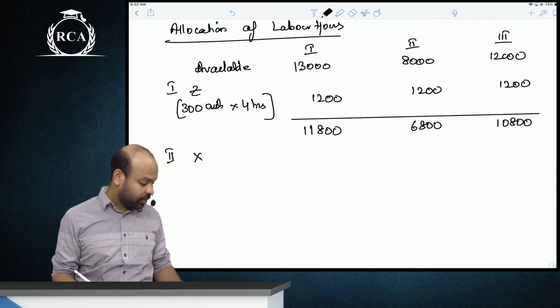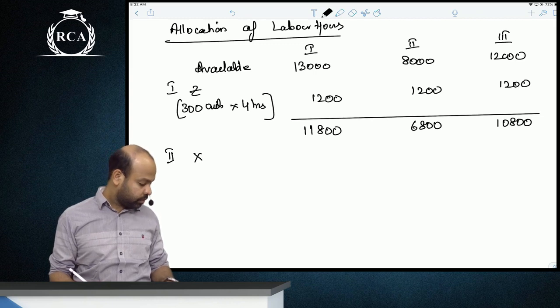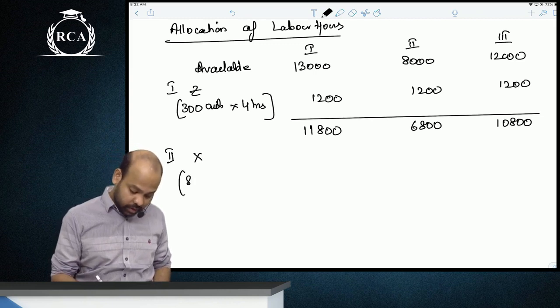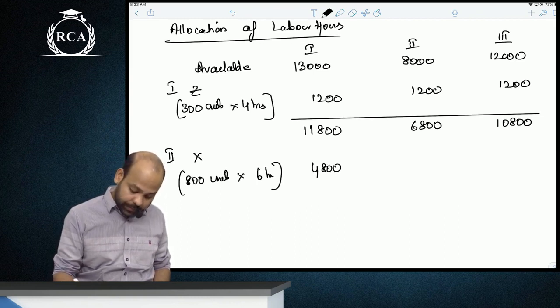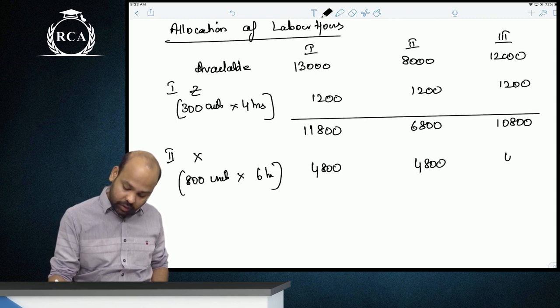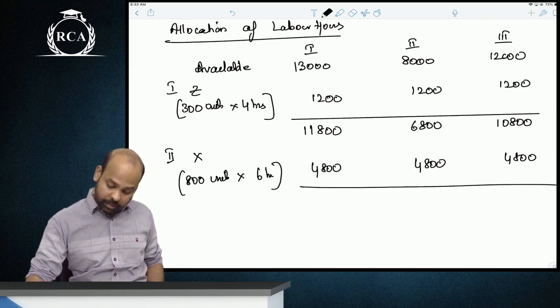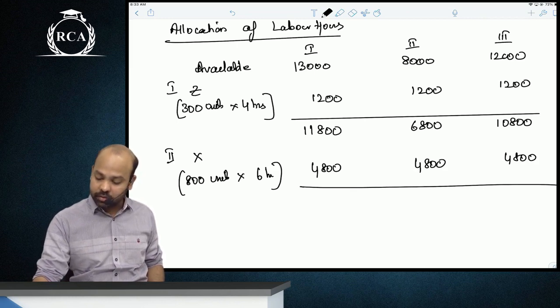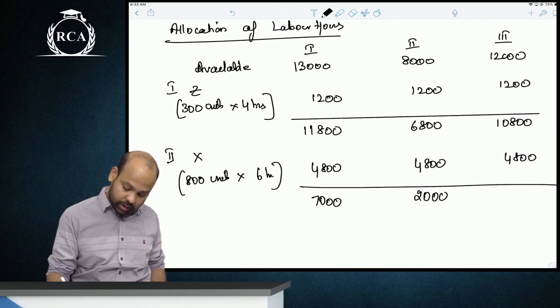How many units of product X? 800 units. See if you have a number of labor hours available. Yes, 4,800 hours. So in all the 3 cases, you will be allocating 4,800 hours. How much is left? 11,800 minus 4,800. 7,000 hours are left here. Here only 2,000 hours, and here it should be 6,000 hours.